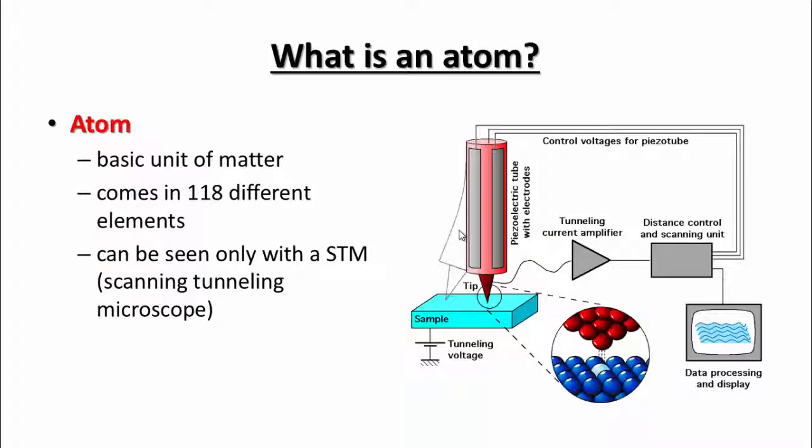So, what is an atom? Well, atoms are the basic unit of matter. There are 118 different elements which you can find on the periodic table. And atoms we cannot see with the naked eye. You can't see them with a microscope or an electron microscope. You can only see them with an STM, which stands for a scanning tunneling microscope.